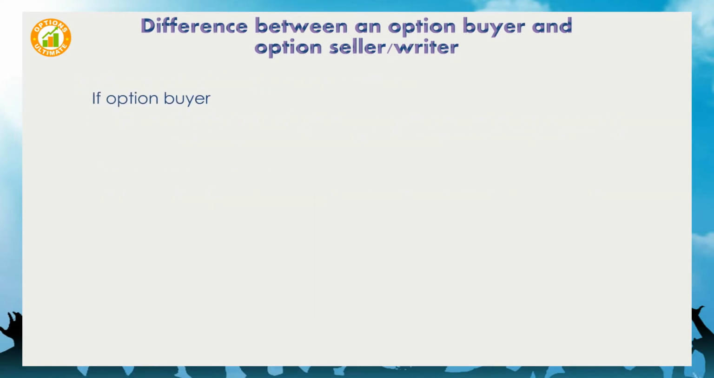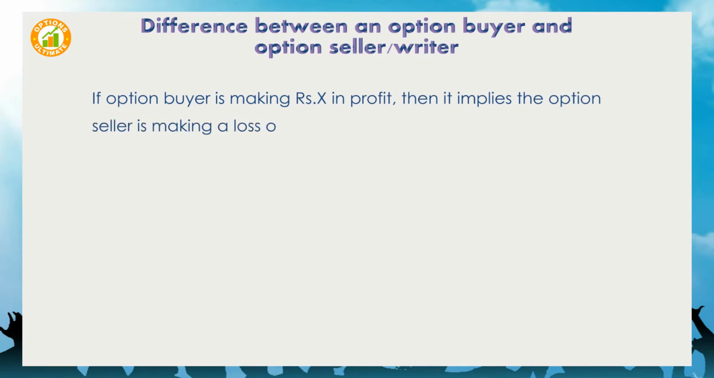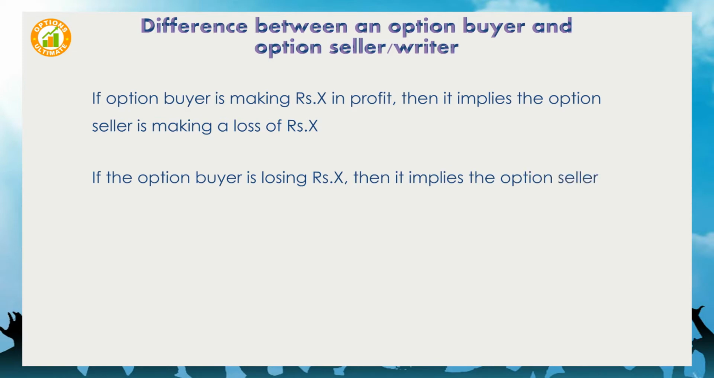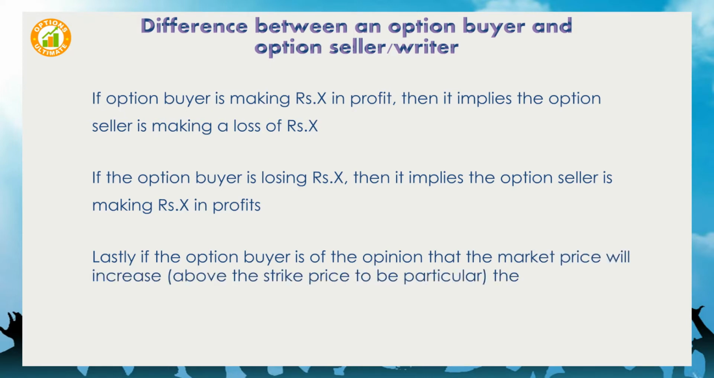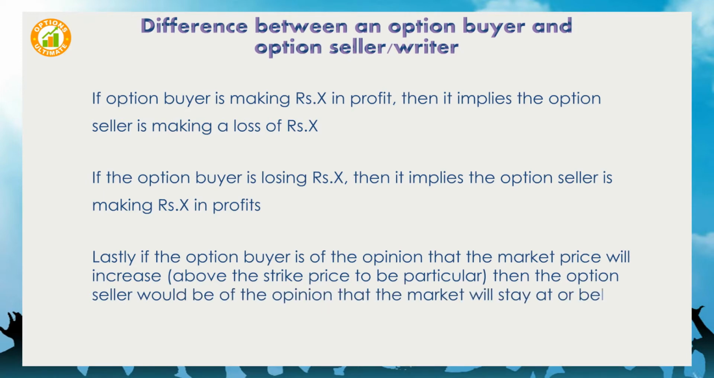If the option buyer is making rupees X in profit, then it implies the option seller is making a loss of rupees X. If the option buyer is losing rupees X, then it implies the option seller is making rupees X in profits. Lastly, if the option buyer is of the opinion that the market price will increase above the strike price to be particular, then the option seller would be of the opinion that the market will stay at or below the strike price, and vice versa.